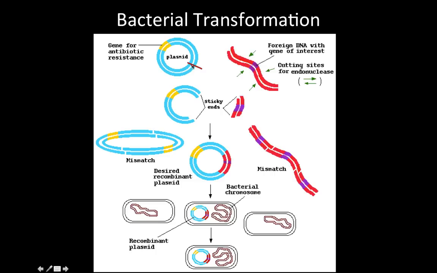We're going to use the same endonuclease. It must be the same endonuclease. And we're going to cut out the gene that we want in that plasmid. So we cut out the gene using the same endonuclease for all 1, 2, 3 cuts. And we're going to put that into our plasmid. Now, how do we put it in?